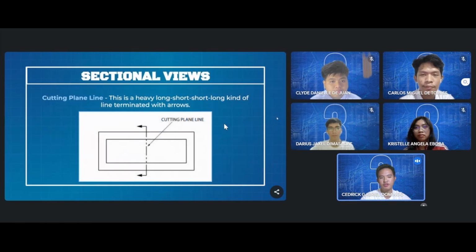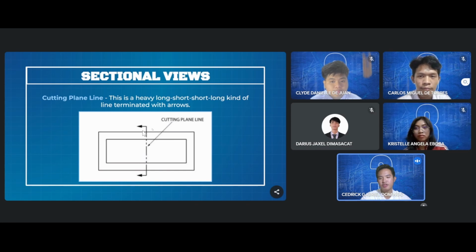In the sectional view, the cutting plane line is mostly employed to indicate where the cutting plane cuts the material. This is a heavy, short, long kind of line terminated with arrows. So as we can see here in the figure, the cutting plane line is placed in the middle of the figure to show where the figure will be cut in the future drawings.